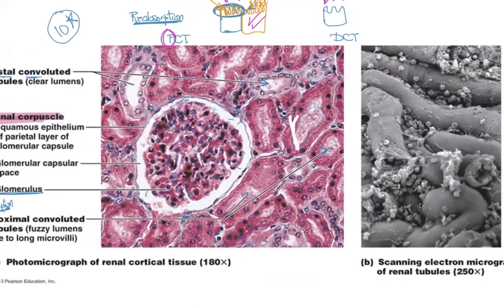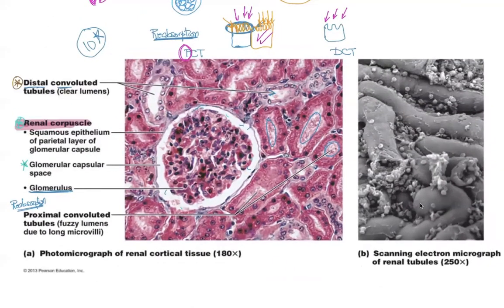If I'm looking at the tube, this is a tube on here. And I see that this tube has a fuzzy lumen. Fuzzy lumen. If I have a tube that has a fuzzy lumen, this tells me it's lined with cells that do have dense microvilli. So the tubes with fuzzy lumens, those are going to be the proximal convoluted tubules.